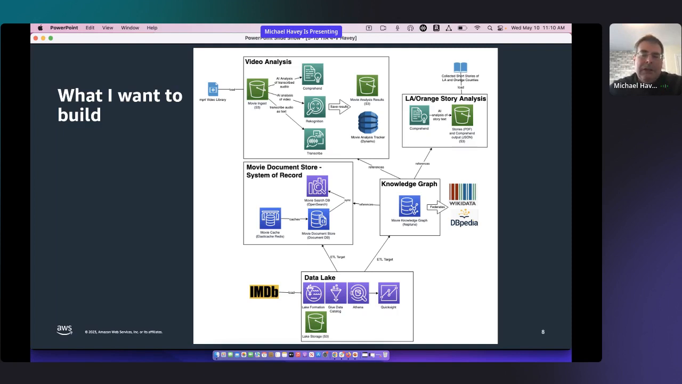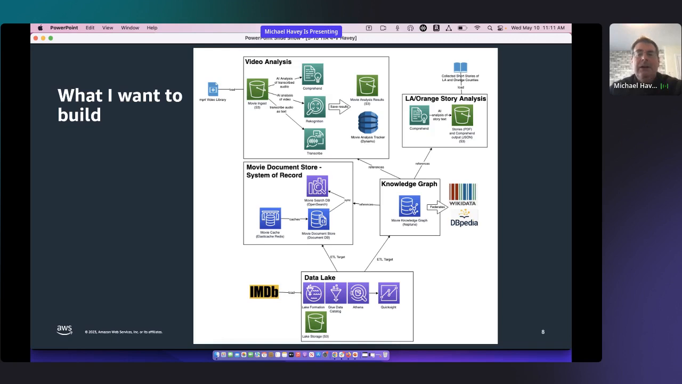And typically the storage for the data would be in S3. And so I'll have a data lake also. And in fact, I'll source my data from the Internet Movie Database, and I'll use ETL, or extract, transform, load. The data lake will be a source of data that actually feeds into the document store.